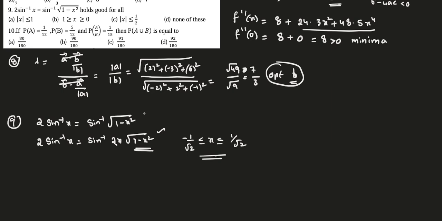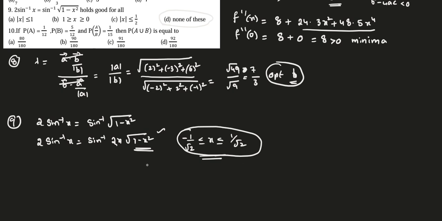Okay, coming to this question, this option is not available. And also none of the options satisfy that one. So we will go for option D, none of these. Clear? Option D, none of these.